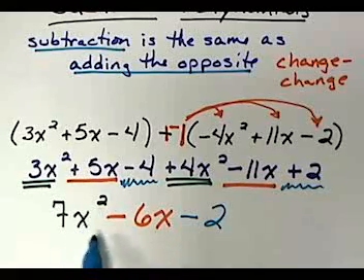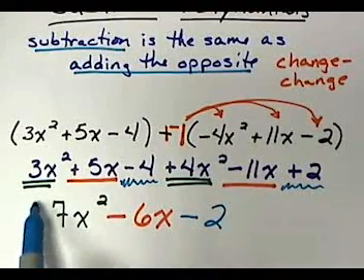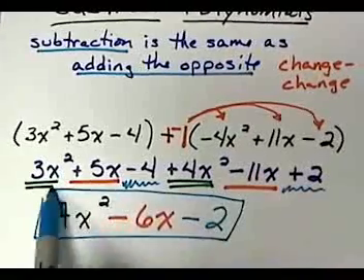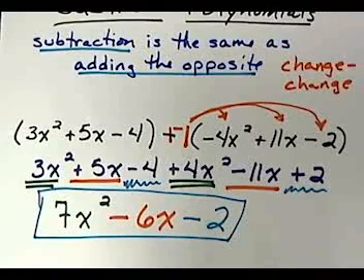Once again, I cannot combine a square with an x with a number that doesn't have a variable, so I'm all done. That is my new choo-choo train. Choo-choo.